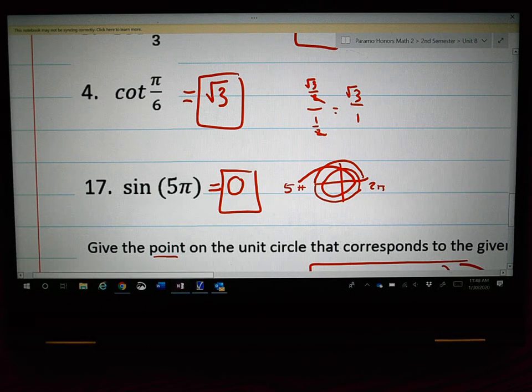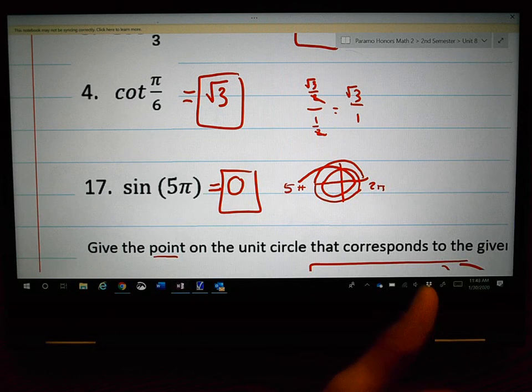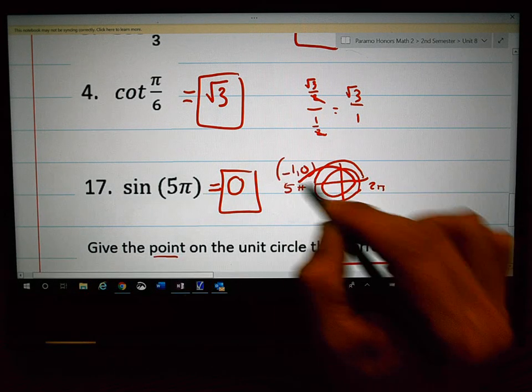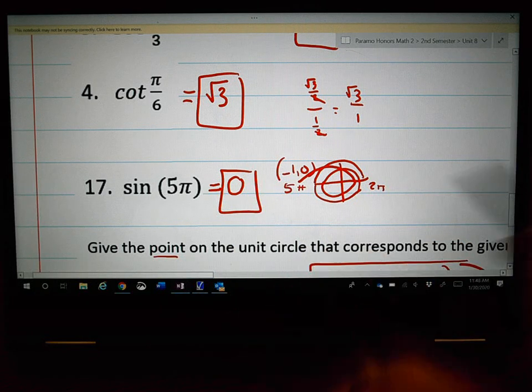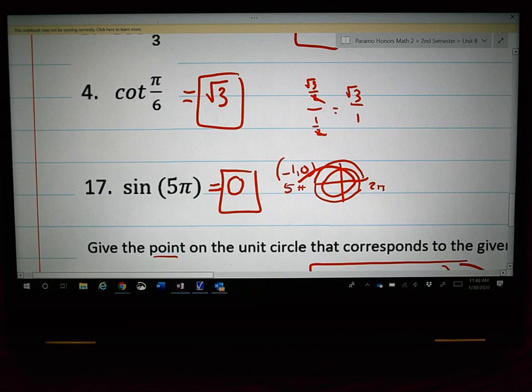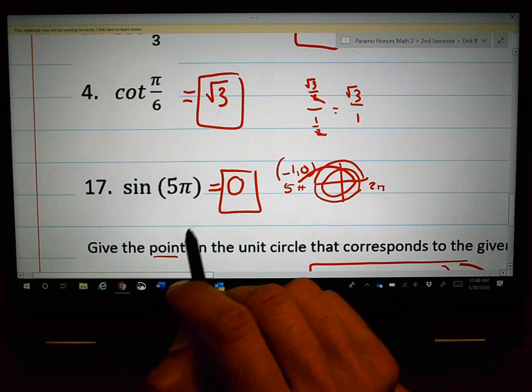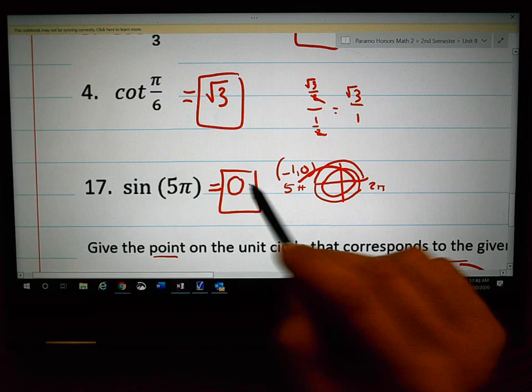5 pi is coterminal with pi, which means if I know what the ordered pair is at pi, I know what the ordered pair is for 5 pi. Sine is the y value. The y value is 0. The answer should be 0.